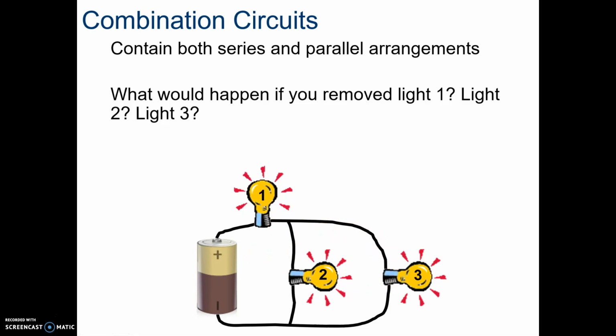So what would happen if we remove light 1? If we remove light 1, it pretty much kills the entire circuit because it breaks it right here. Electrons can't jump that gap. And so of course 2 and 3 would go dead.